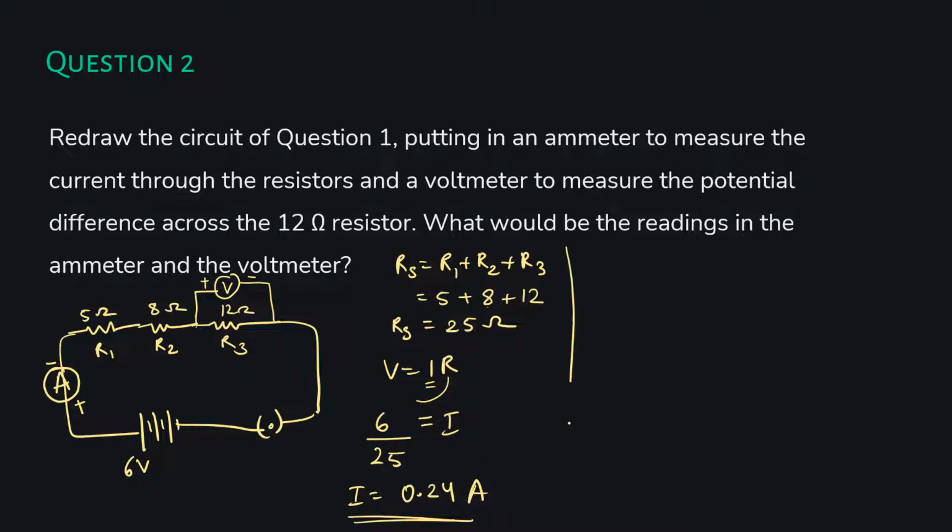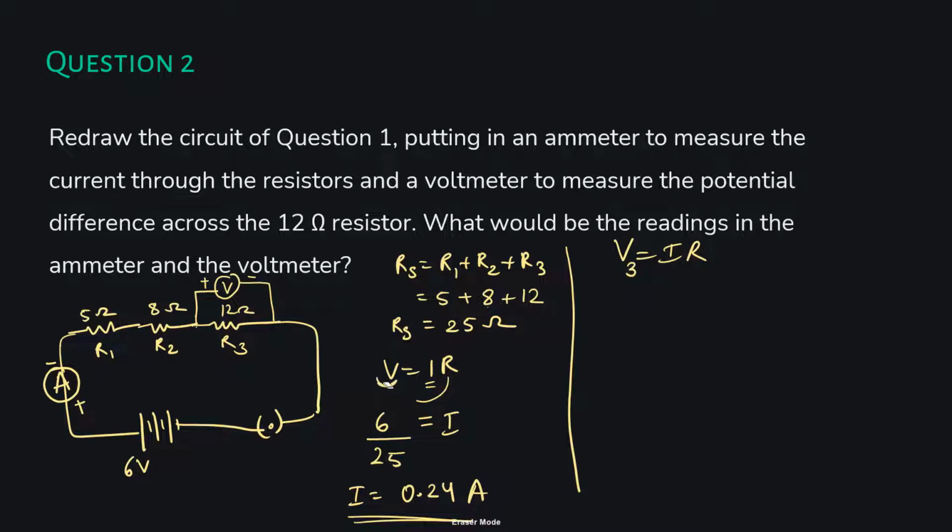Okay. Then the second thing that we have to find is what would be the reading in this voltmeter. Now, what does the voltmeter measure? It measures the potential difference across the terminals. So again, V is equal to I into R. This time we want to find V1. No, sorry. Which resistor is it? It's V3.